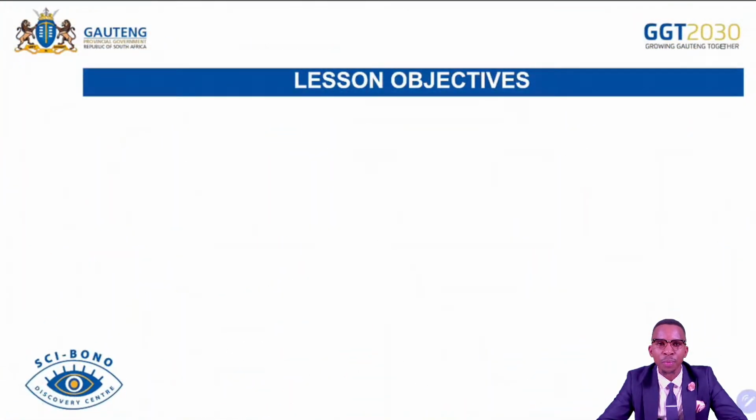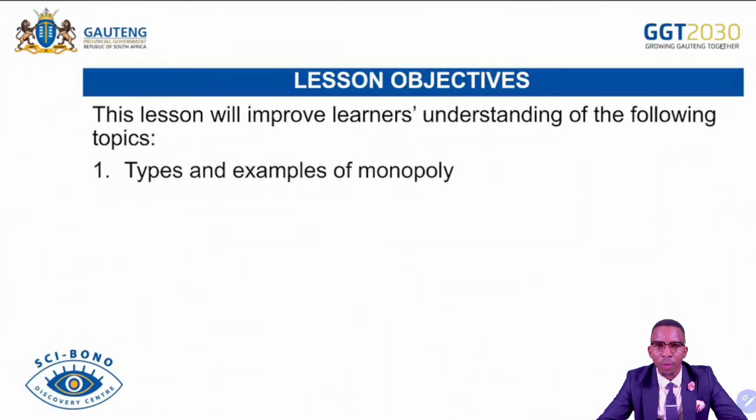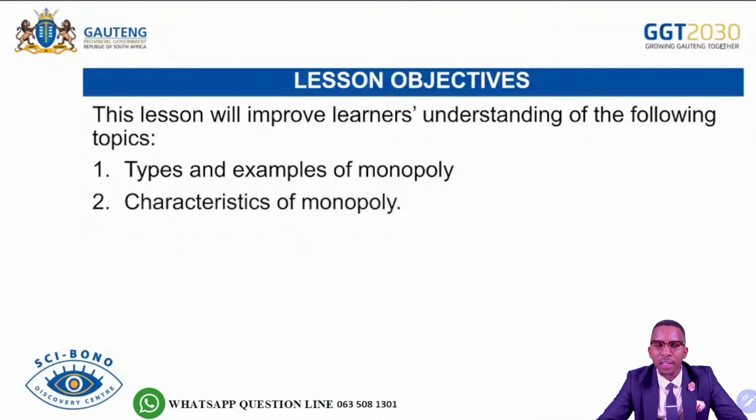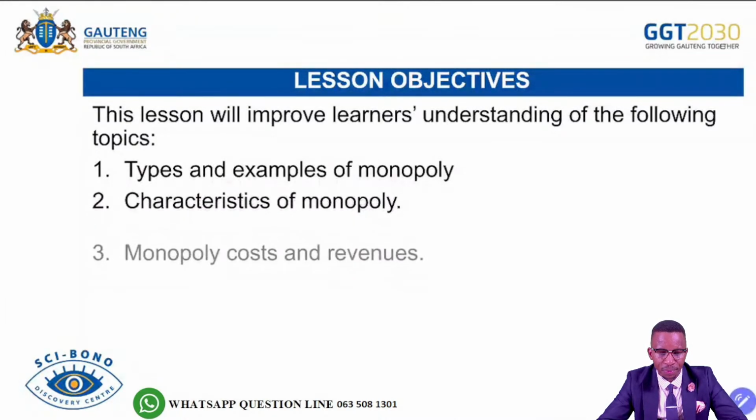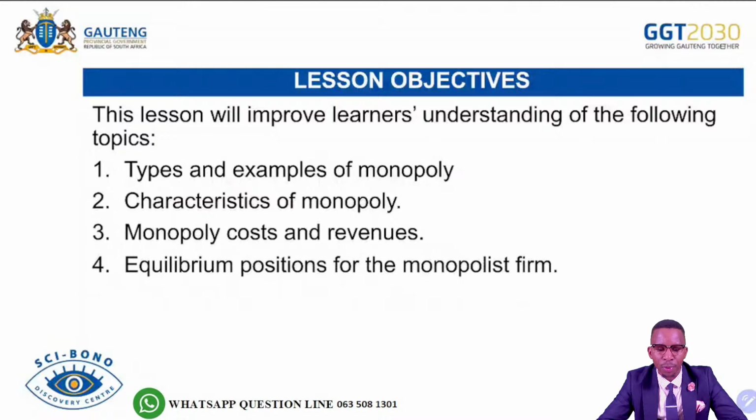These are the lesson objectives that will be achieved during the course of this lesson. You must ensure that after this lesson, you have understood types and examples of monopolies, characteristics of monopolies, monopoly costs and revenues, and equilibrium positions for the monopolist firm.